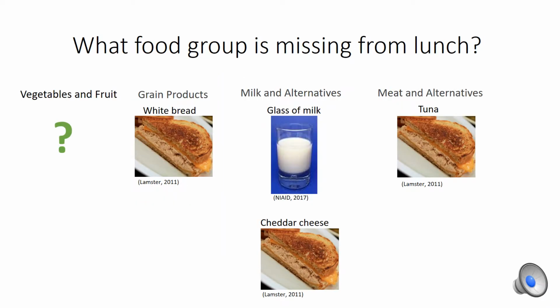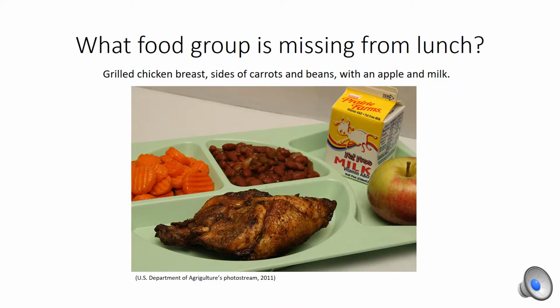That's right, the vegetables and fruit food group is missing from this lunch. The white bread from the sandwich counts as a grain product, the glass of milk counts as a milk and alternative, and the cheddar cheese counts as a milk and alternative, and the tuna from the sandwich counts as a meat and alternative. This lunch example consists of a grilled chicken breast, side of carrots, and a side of beans with an apple and milk to drink.